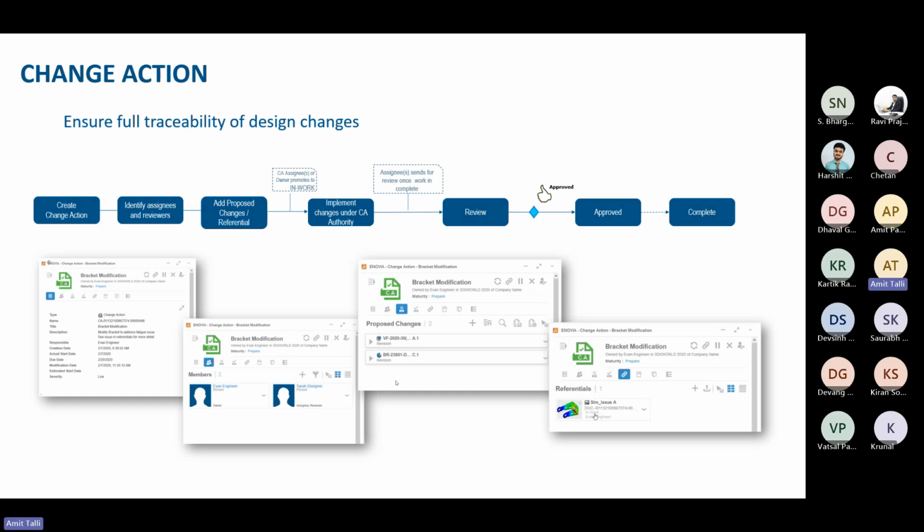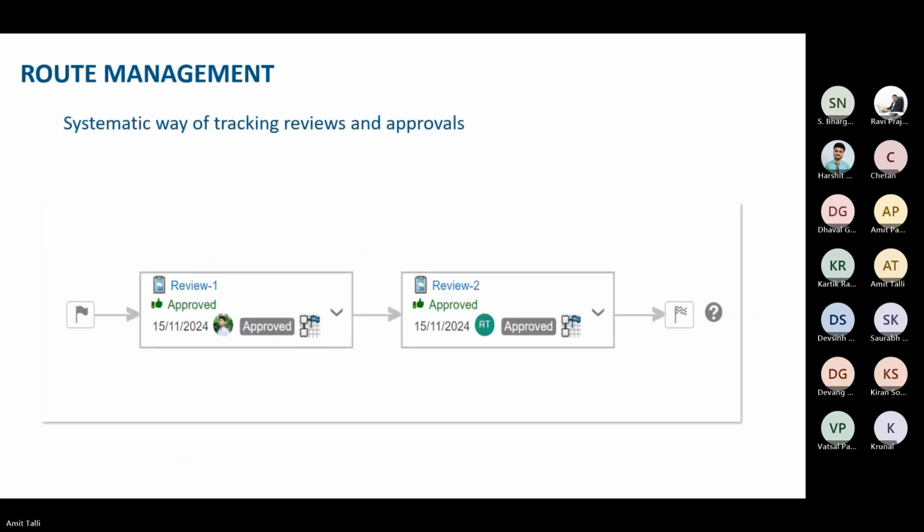So once the designer puts the change action in approval mode, then the route management will start. So let us see what route management is. Route management is basically an application that allows users to accomplish business activities by involving people with precise roles and tasks. So a route is a predefined series of tasks to define a business process. It could be a design review, a design release and change, or document management.